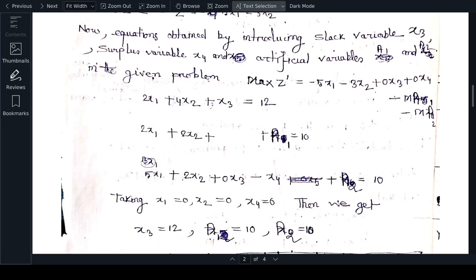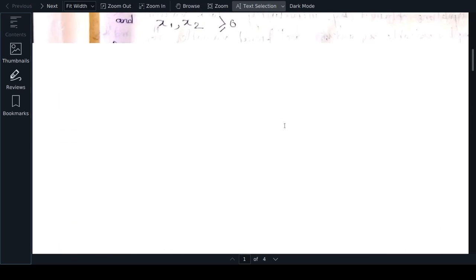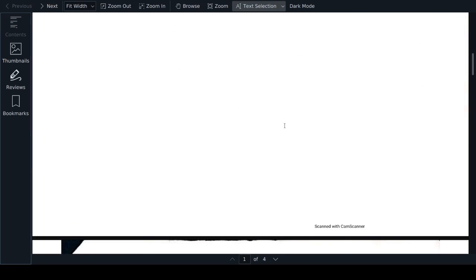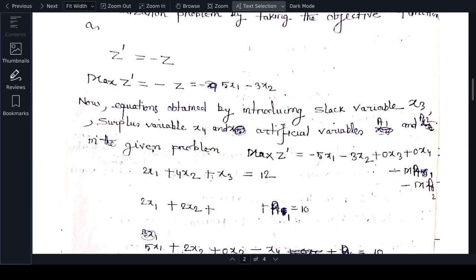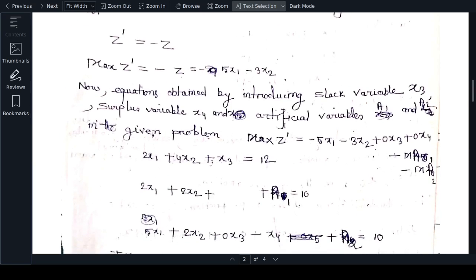This is why not zero, because this actually gives us the penalty. For the penalty, this is called the big M method. Later I shall discuss this big M method. So here, when we use the surplus as well as the artificial variable, or only the artificial variable, for solving this there will be some penalty.